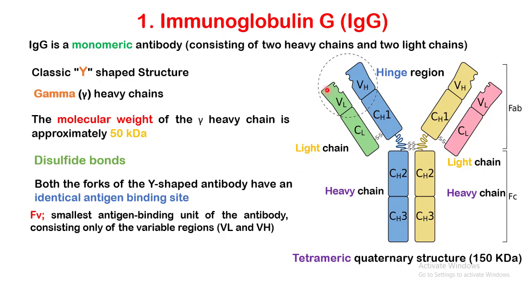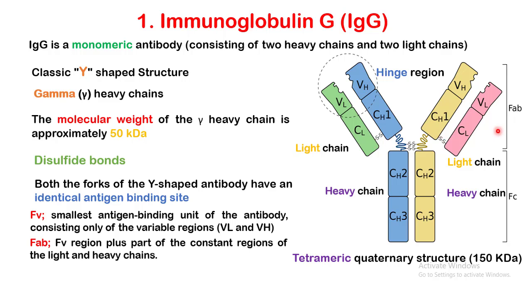So if you talk about this variable region of the light chain, this variable region of the heavy chain, similarly this variable region of the heavy chain, and this variable region of the light chain, these particular structures are known as the FV. When you talk about the FAB, the fragment antigen binding, this is actually the FV plus part of the constant region of the light and the heavy chains.